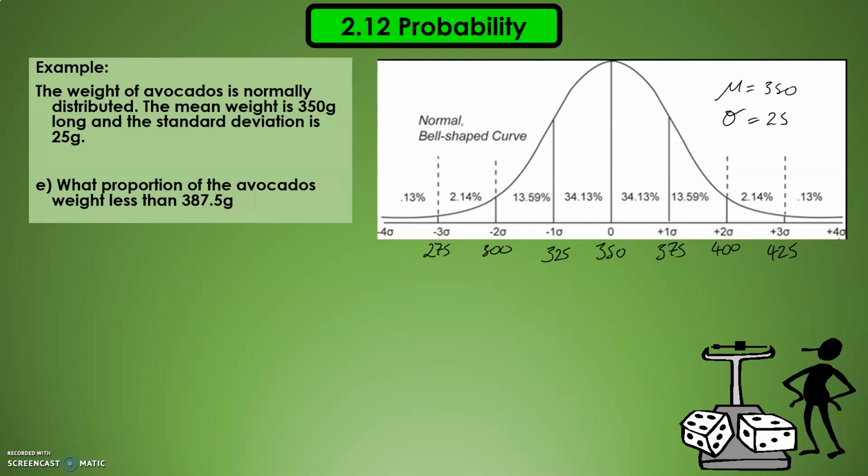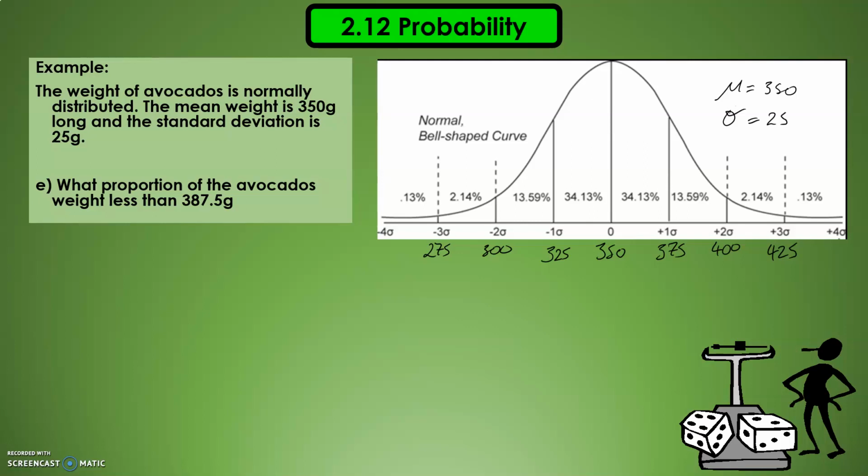Okay, and E, the last question, it's asking us what proportion of avocados weigh less than 387. So if I take a look at my graph, there's a bit of a problem with this one. I'll give you a moment to see if you can work out what it is.